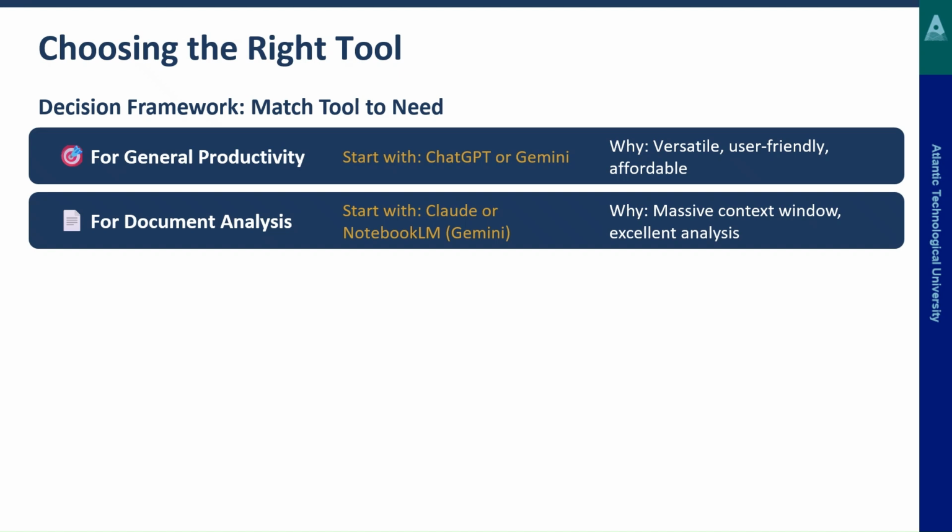For document analysis, Claude or Notebook LM. Notebook I haven't mentioned too much, but it's essentially a Google product that uses Gemini in the background. And the reason these two tools would be the best is probably the context window. Now, ChatGPT has caught up as well with the massive context window. They've got 1 million tokens, but Claude and Gemini are still probably the most popular ones for massive document analysis.